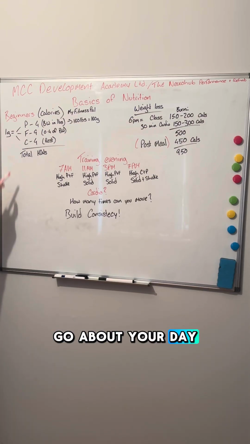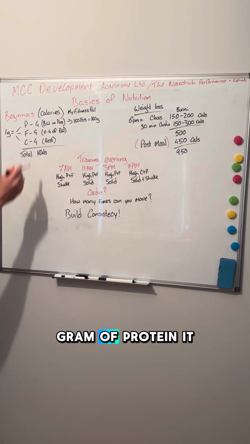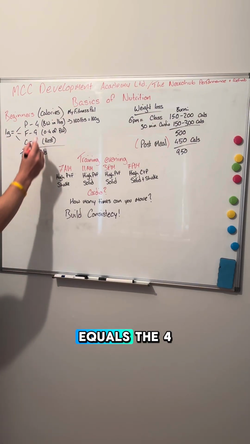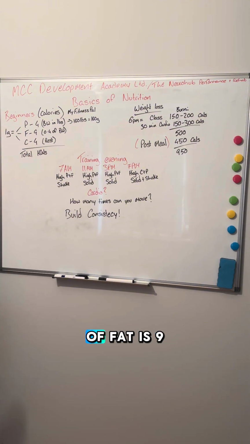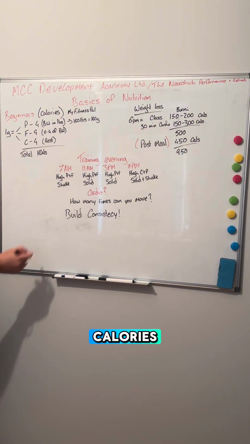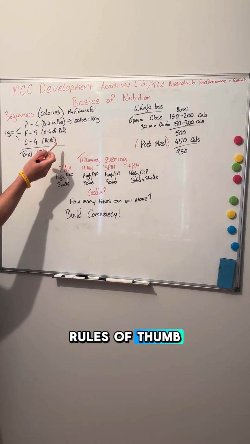When we look at macros, 1 gram of protein equals 4 calories, guys. Same with the carbs. 1 gram of fat is 9 calories, and 1 gram of carbs is 4 calories. These are the simple little rules of thumb that we go with.